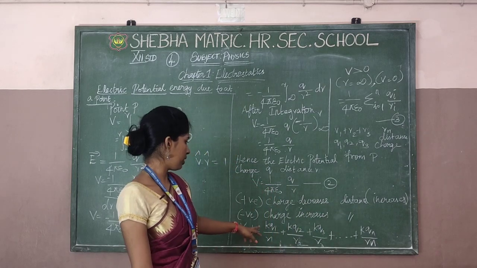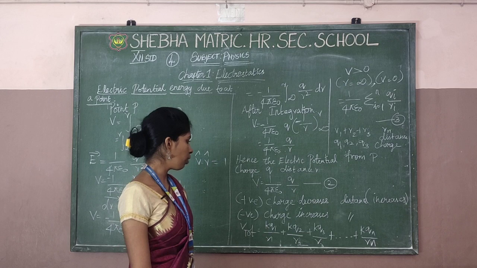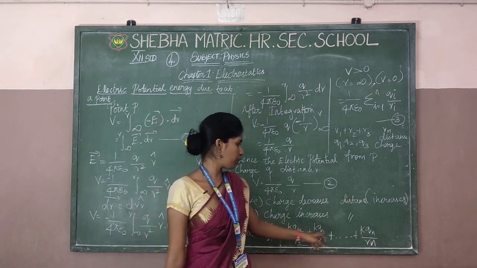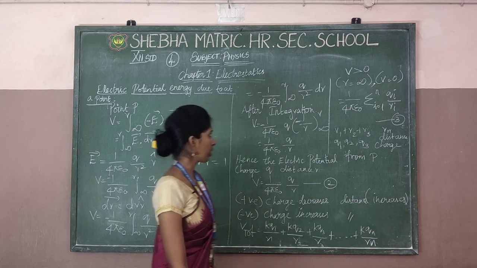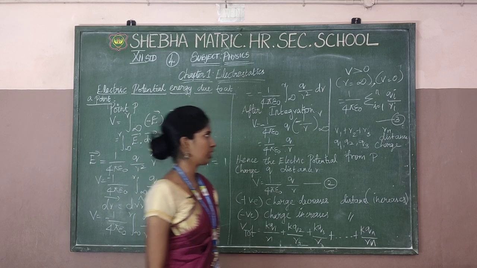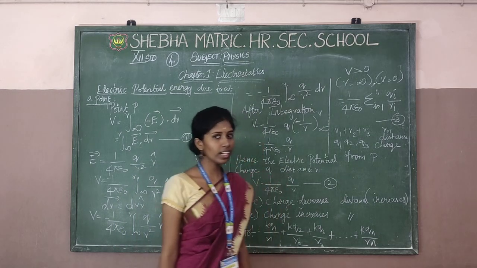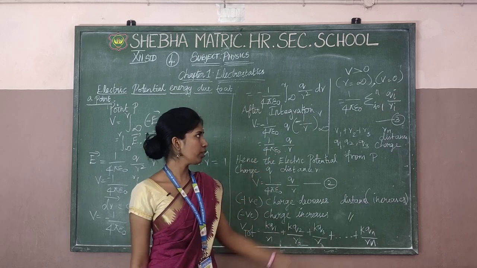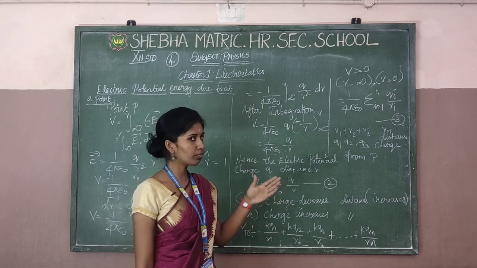So V total is a constant value, the sum of n terms: Q1, Q2, Q3 up to Qn. The potential V is greater than 0, and V is equal to 0 when r is equal to infinity, that is, at infinite distance.